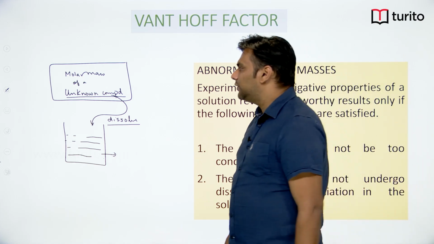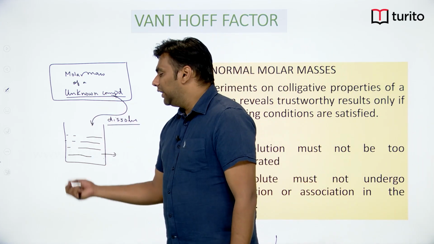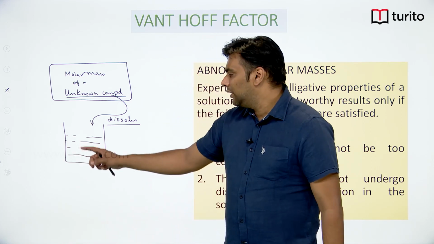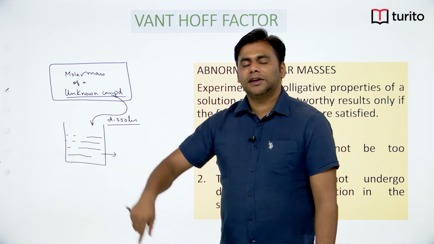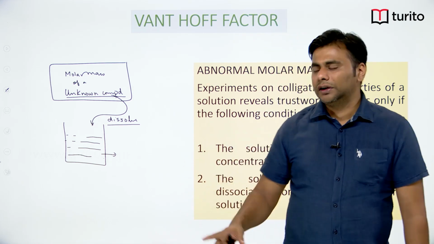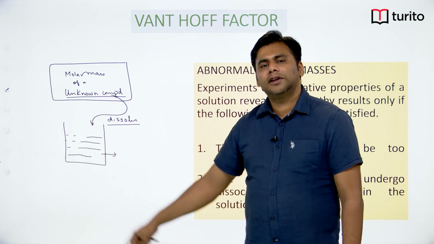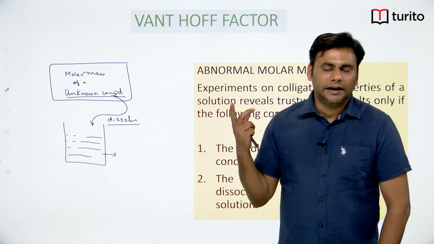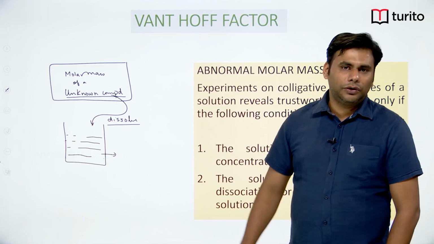Second thing which we can do is we can heat this mixture and we can find the elevation in the boiling point. But again there is a problem, because when we are heating the solution, again we don't know how this unknown compound will behave in this solution when we are heating it. So that also we cannot do.